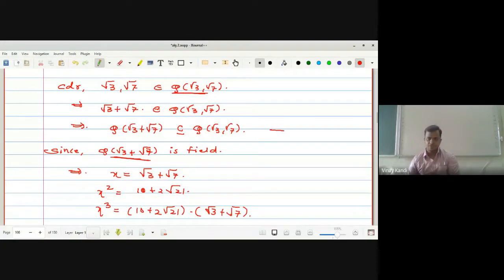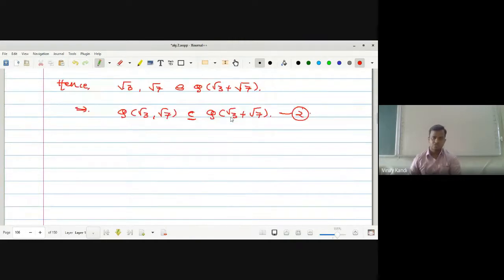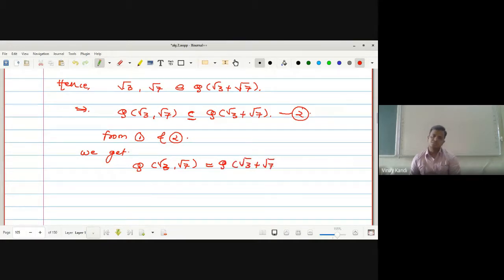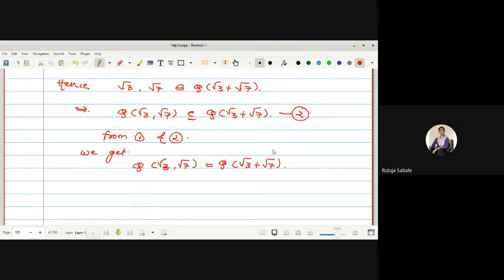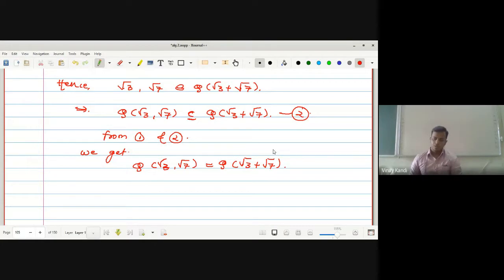This one is equation 1. From 1 and 2, we get Q of root 3, root 7 is equal to Q of root 3 plus root 7. Okay, any doubt up to here? No, sir. Now solve this for homework.